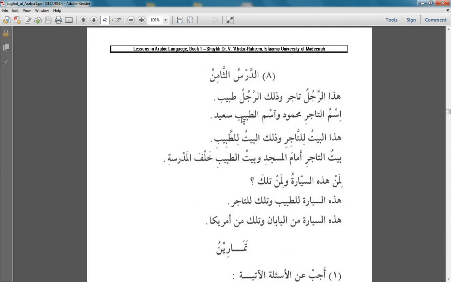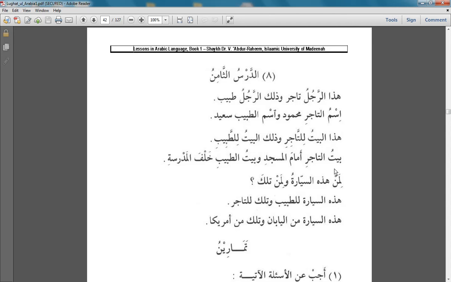So the name of the doctor is Sa'id. So Ismut Tajiri, this is Mudaf and Mudaf ilayh, and Ismut Tabibi also Mudaf and Mudaf ilayh. هذا البيت للتاجر وذلك البيت للطبيب. This house is for the tajir, meaning it belongs to the trader. وذلك البيت للطبيب, and that house belongs to the doctor.